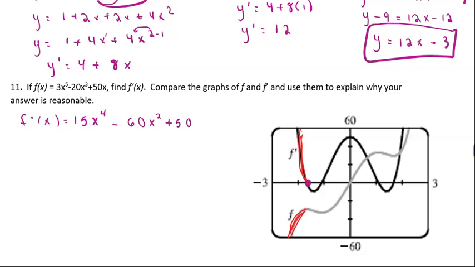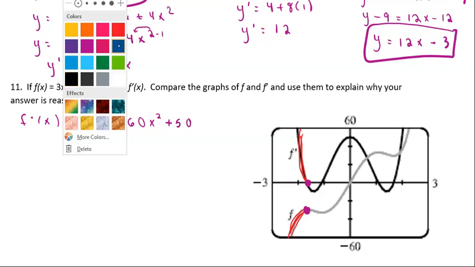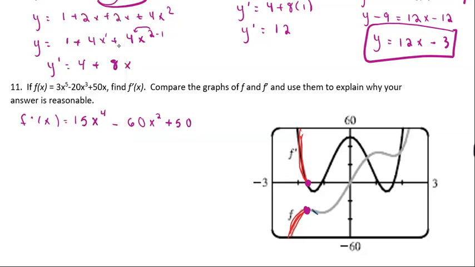And then look right here. Right here is where it stops increasing and it starts decreasing. So if it starts to decrease, that means that our derivative is going to dip below. And look right here, it dips below. It's still decreasing until we get to right here. And then it starts to increase again, which is why we have it crossing the axis again.